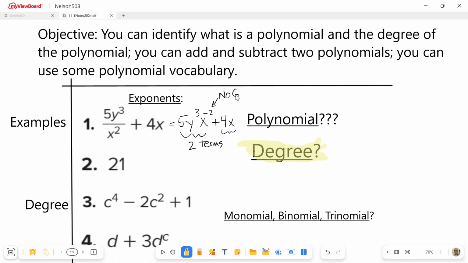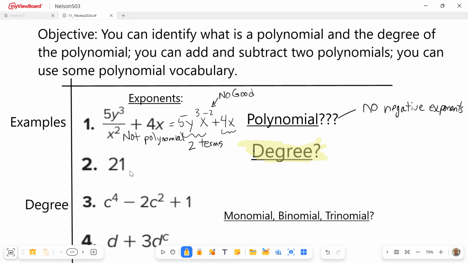I'm going to use that phrase over and over again here. It is not a polynomial, not a polynomial. It cannot have negative exponents. So let's put that down over here: no negative exponents.